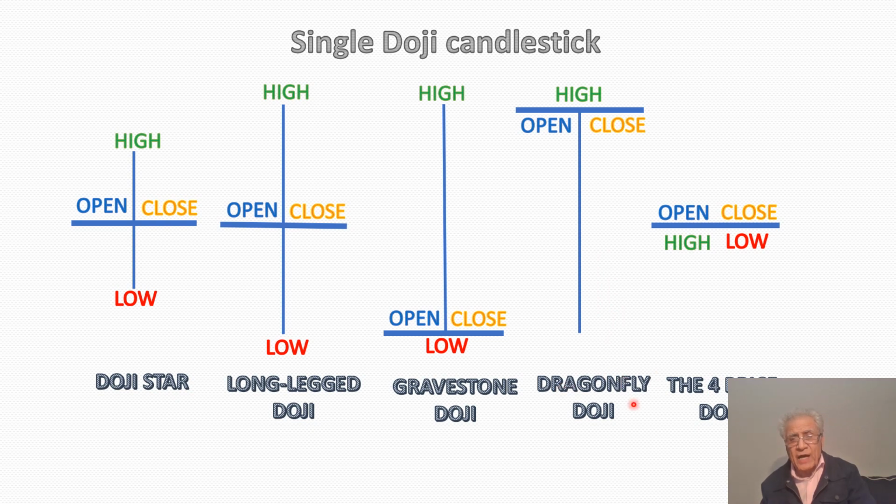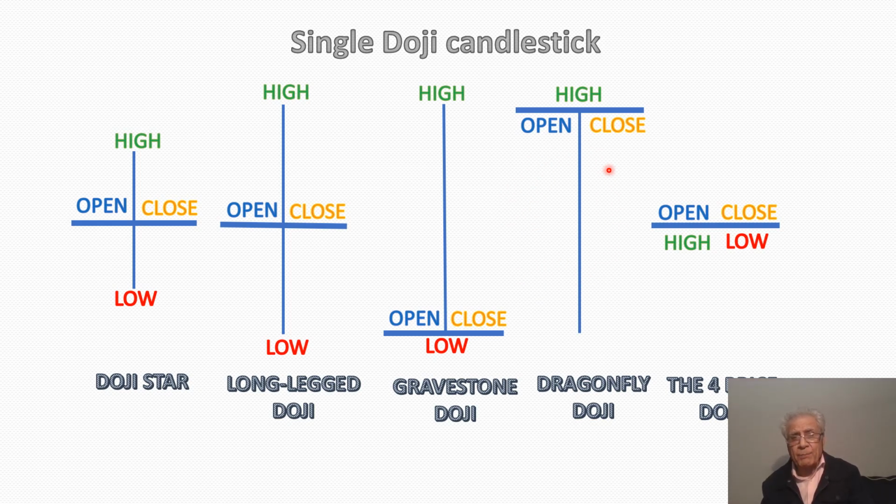This is the Dragonfly Doji. Open, close, and high are at the same place. The price opens here in the morning, and the price comes down because of the bearish pressure, the seller power. It comes all the way here, and then again the buyers push the price back, and it comes all the way up and closes where it was before. So there is a big bullish power in this candlestick, in this Doji.